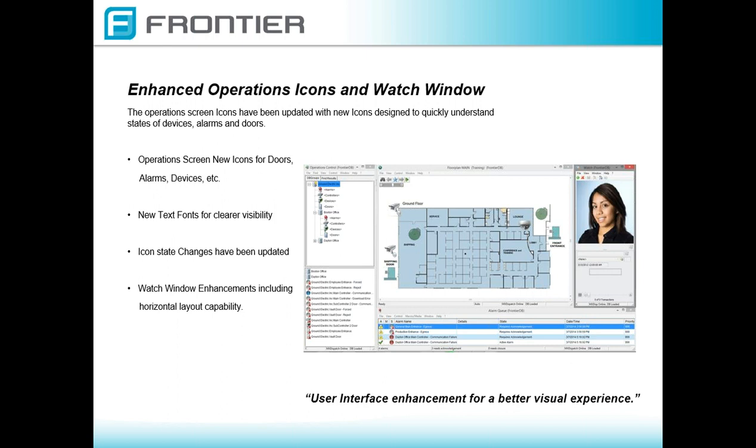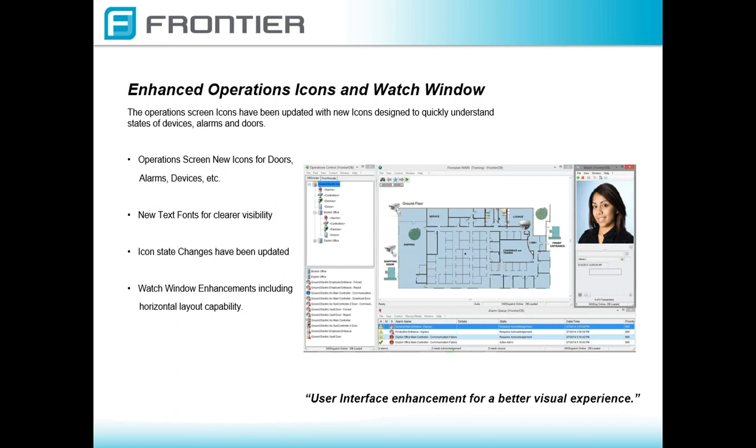We've also done a couple of enhancements to our watch window. In the past, the watch window had a fixed size as far as the photos that were coming in, and it also had a footprint that was of a vertical nature. We can now turn the footprint to be either a vertical window or a horizontal window, and we've added the whereabouts function to the watch window.